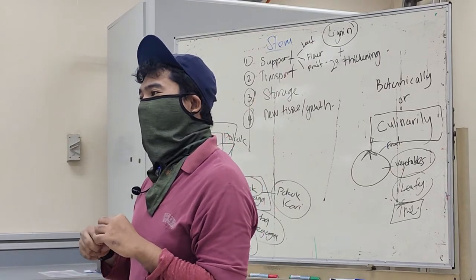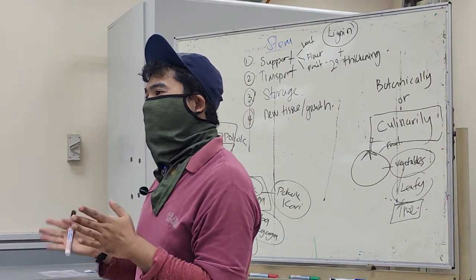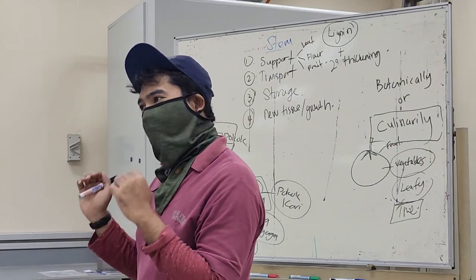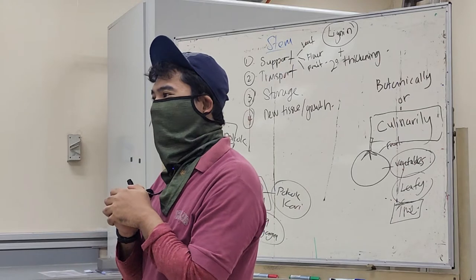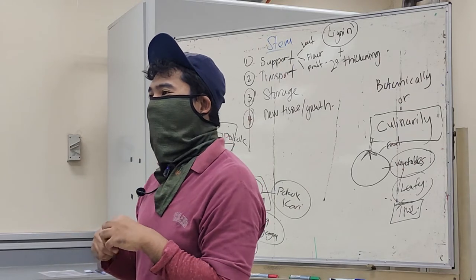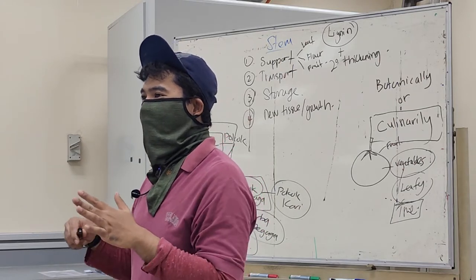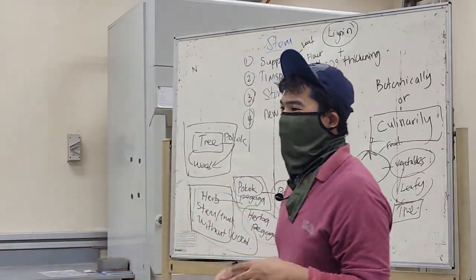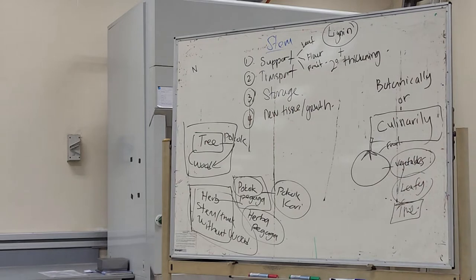Can you think of something in humans? Without this structure, other structures cannot be placed really well. What is it? Can you think of something? You should know this because this is your body.